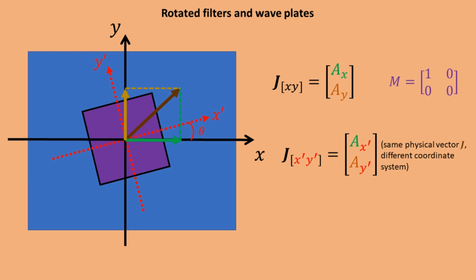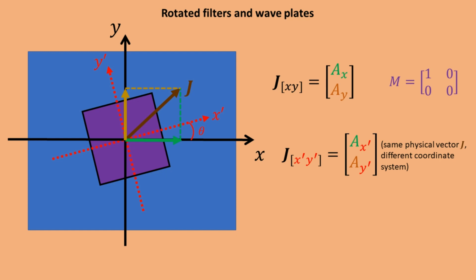Since we're now working with two different bases, let's clear up some notation. With J, the physical vector is meant, which means that it refers to the same object regardless of what basis we use to describe it. In the xy basis, J is described by two numbers, Ax, Ay, which we put in a vector J_xy. In the x', y' basis, the same vector J is described by two different numbers, Ax', Ay', which we put in a vector J_x'y'. So, even though the two vectors J_xy and J_x'y' are not equal, they describe the same physical vector J, but in two different bases.